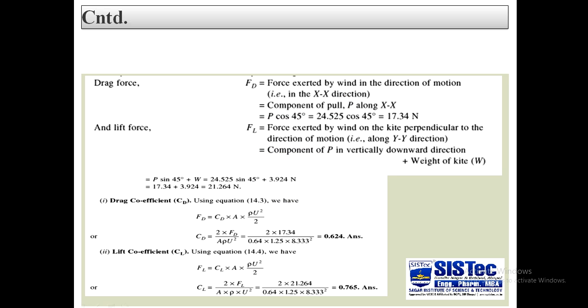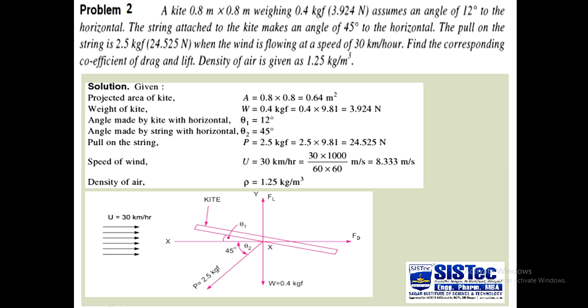So similarly we can solve any numerical for this kite. Again I am explaining to you that first of all we have to see this diagram. In this diagram, the kite is tilted at 12 degree, so this theta 1 has no importance in our numerical, but the string is applying a force, the force that is P. Generally when we fly a kite, we apply a force, that is a pull on the string. So this pull is equal to 2.5 kilogram force. So this 2.5 kilogram force is responsible for the movement of this kite.